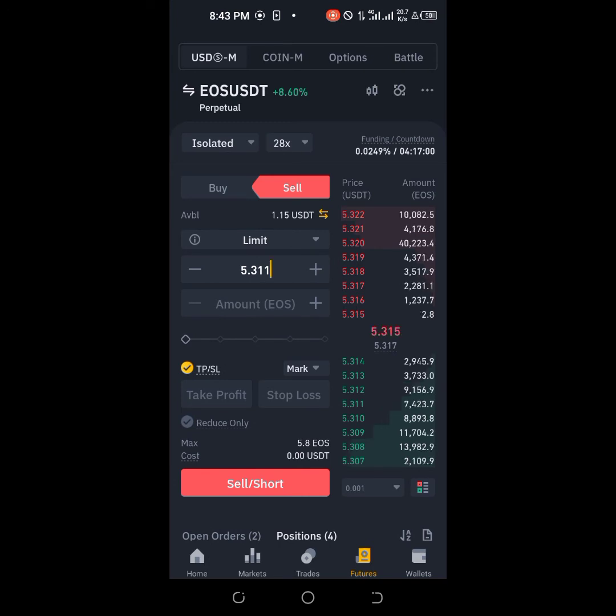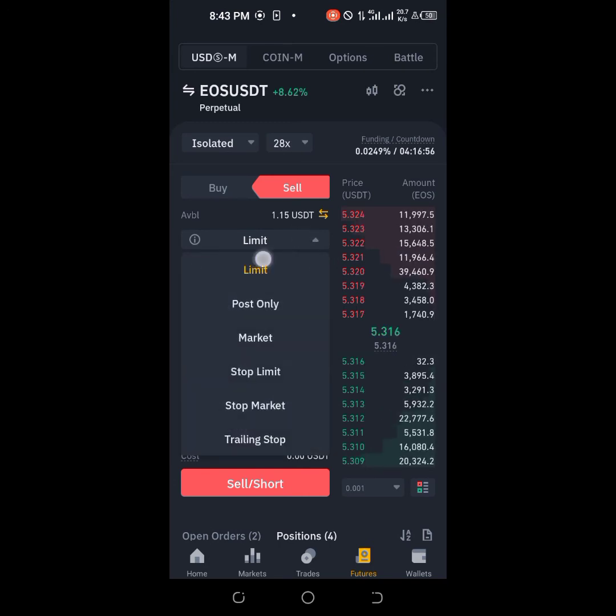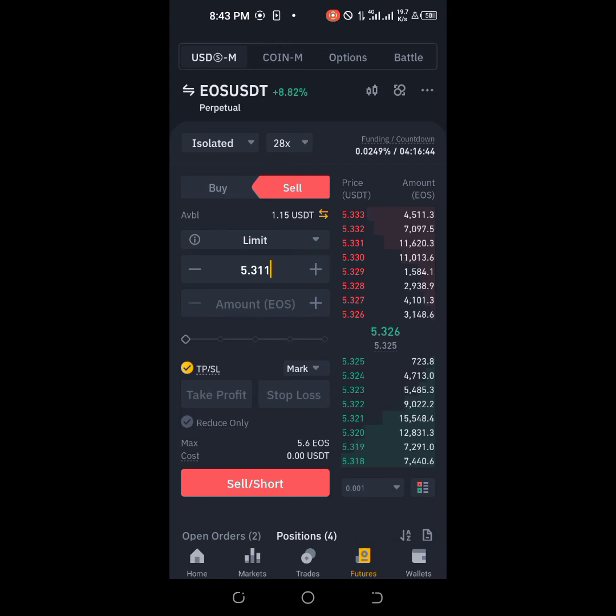So you see the similarities between Binance futures and Binance spot. Binance futures has limits. Binance spot also has limits. You see they have markets. They have stop limits. Those are the similarities in most of them. Limit, I already explained in the previous video. Check the description link also to see how to trade on Binance spot. Let me just give a recap on what limit means.